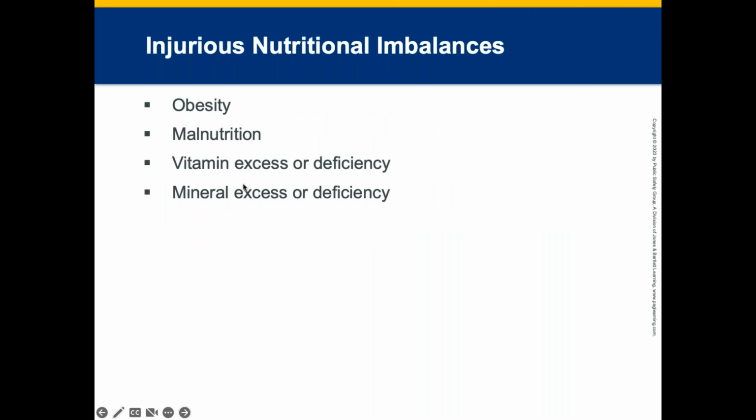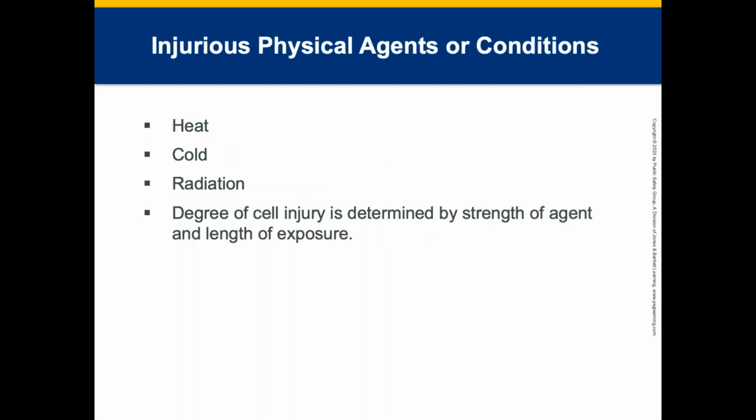Obesity, malnutrition, vitamin excess or deficiency, mineral excess or deficiency. These are all different injurious nutritional imbalances, right? Which is why we need to make sure we do the best we can to stay healthy. Other physical agents or conditions would be heat, cold, and radiation may also cause cell injury. So the degree of cell injury is determined by the strength of an agent and the length of exposure. So let's put that into perspective.